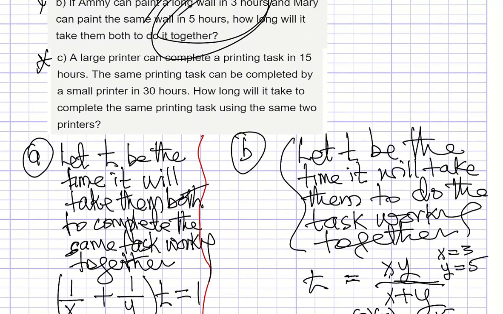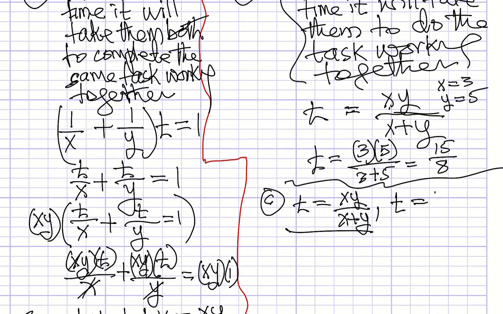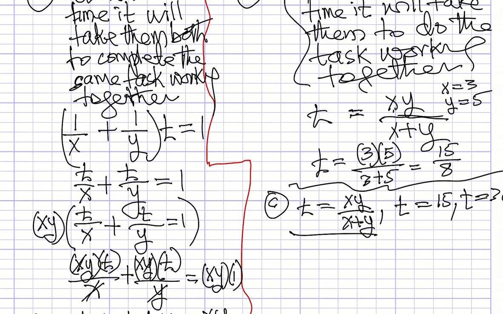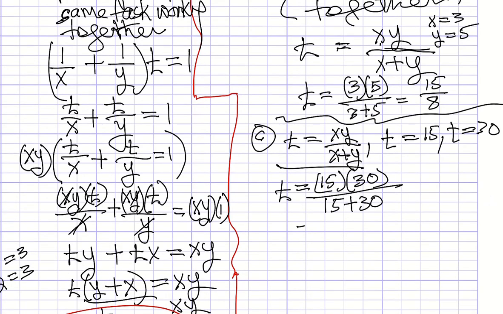The first time is 15 hours, okay? T equals 15. The second time is what? 30 hours. That's all that is saying, man. You put that in the equation, you get T. That's the time it will take them both: 15 times 30 over 15 plus 30. So make sure you understand that, because if you see that problem anywhere, you can knock it out.